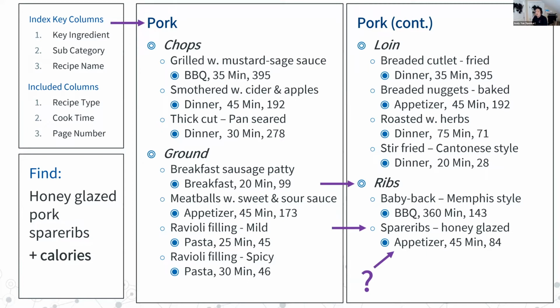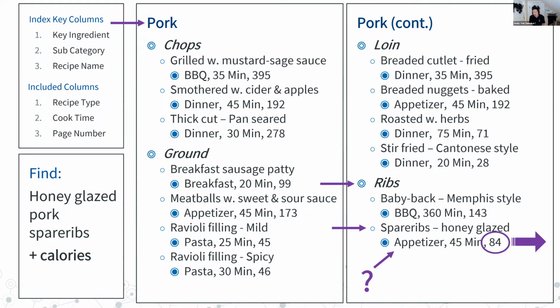So in this case, I must execute the logical equivalent of a key lookup operation. I must now open up the cookbook and jump to page 84, and then I can scan the recipe itself. It's an extra step, extra work that I must do, because the calories value was not included in this particular index.